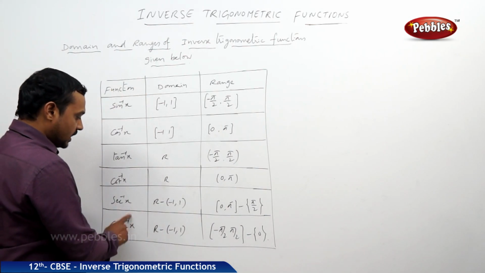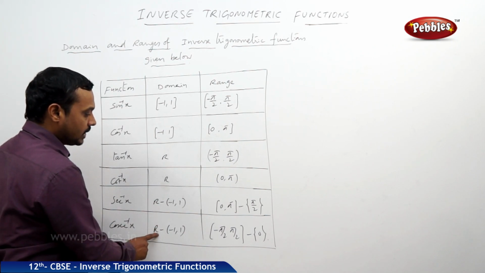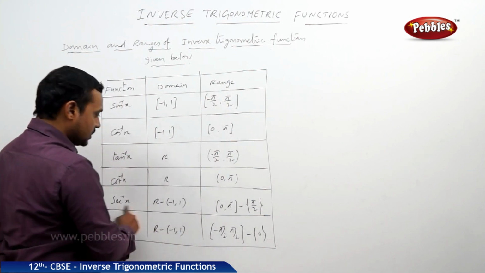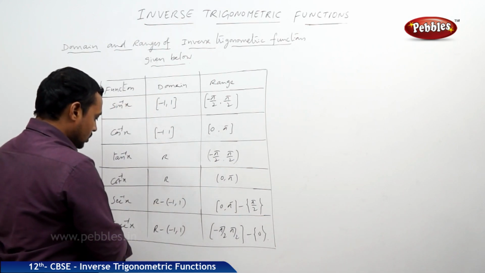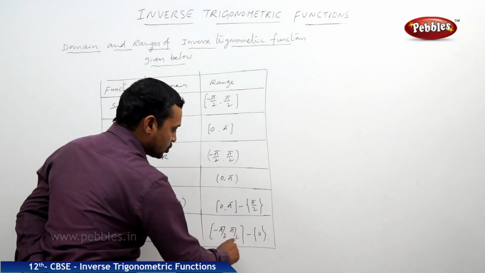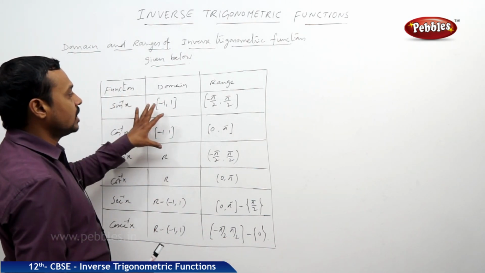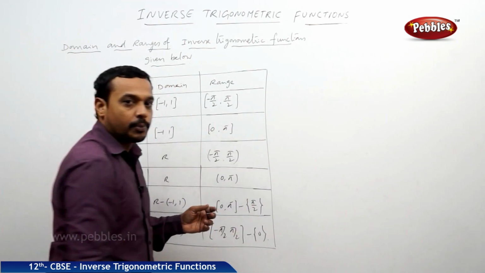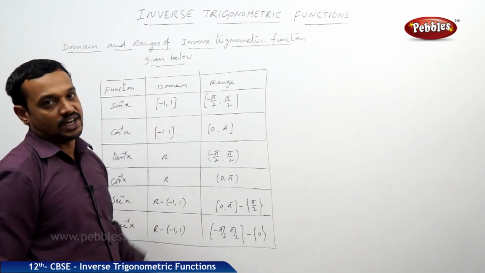Secant inverse x and cosecant inverse x both have the same domain, that is R minus the open interval minus 1 to 1. The range of secant inverse x is 0 to pi excluding pi by 2, whereas cosecant inverse x has the range minus pi by 2 to pi by 2 closed, except at 0. Now, remember this table for further properties of these 6 inverse trigonometric functions.